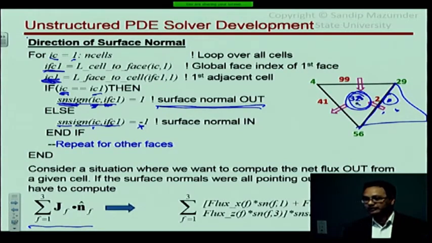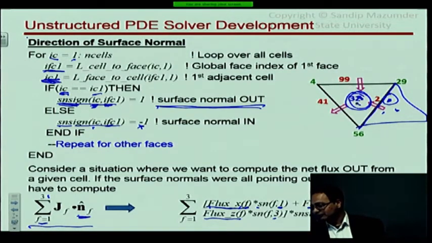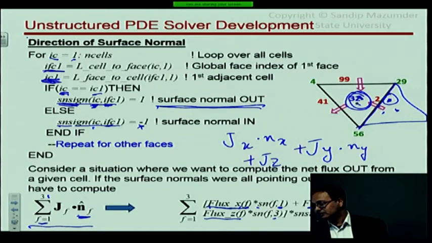This is the code for it. So what I'm doing is, I'm taking the x component of the flux at face f. Notice that f is going from 1 to 3. I'm taking the x component of the flux, and I'm dotting it with the surface normal. That means flux x times the x component, flux y times the y component, flux z times the z component. Those are the three components of the surface normal. So basically, I'm doing jx times nx plus jy times ny plus jz times nz. That's the dot product.